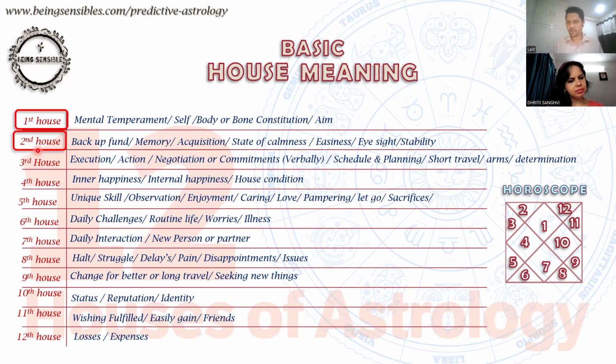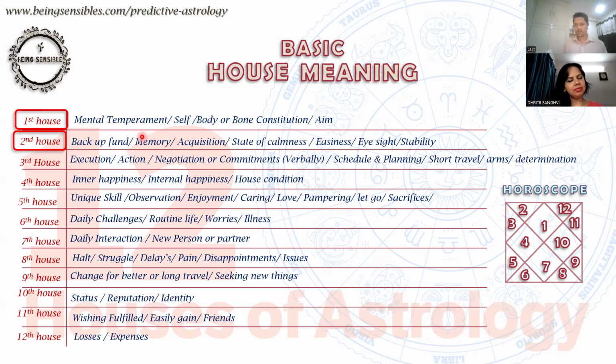From the second house, as you know, there's a backup fund. It's also indicating memory. If parents come, they will tell you, my child doesn't remember anything. Check the second house. You will definitely notice either an aspect of Rahu Ketu on the second house. Okay, and what is the direction of the second house? Northwest. That's the direction I have to refer.